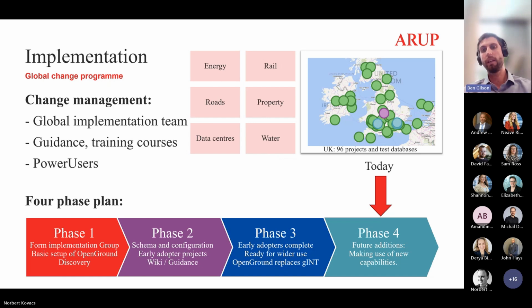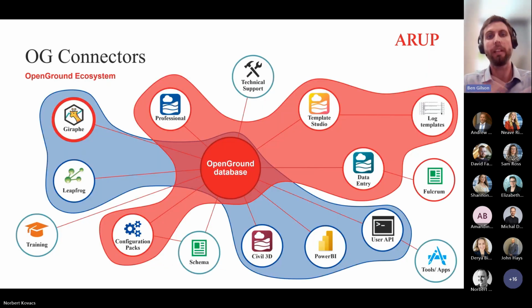So we are really well into that adoption phase and seeing the benefits. We've got many projects in the UK and globally across a whole range of sectors: energy, rail, water, property. But I want to come back around on the next slide, to some of the connectors, just to mention some of the key components that we've been taking advantage of. Some of them within the Bentley system there.